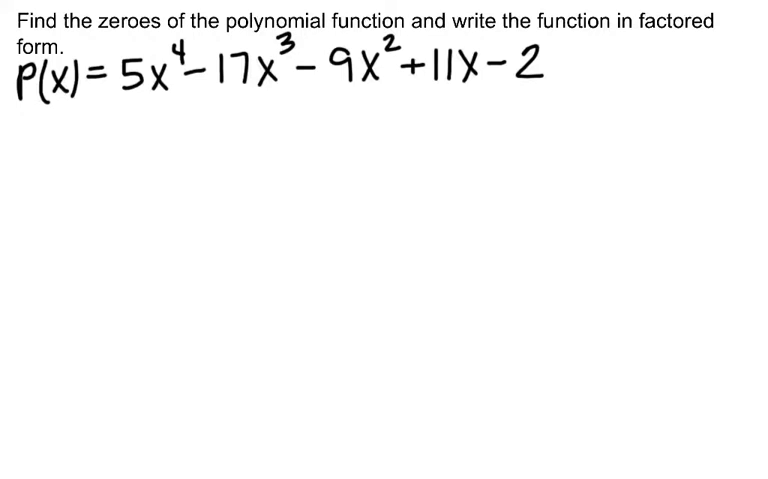So we're looking for the zeros of this function, and since it is a degree 4, we know that we will have 4 zeros. So we start with the rational zeros theorem, and we list the possible rational zeros first.